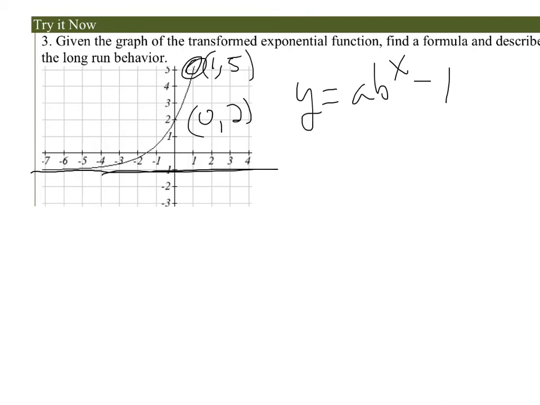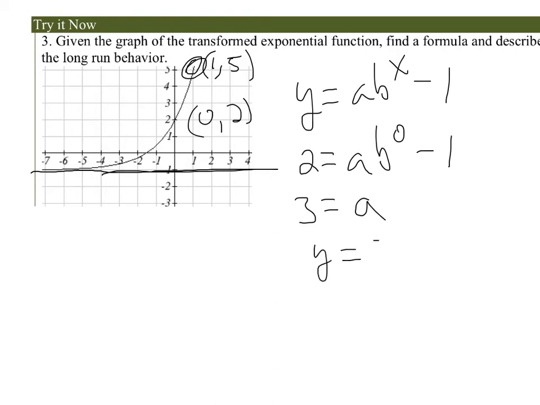So let's find that a number. So y equals 2 when x equals 0. So that means I'm going to add 3 to both sides. So 3 equals a. So then I can say that y equals 3 times b to the x minus 1. Now I'm just going to find that base. I'm going to use that other point. y is 5, x is 1.